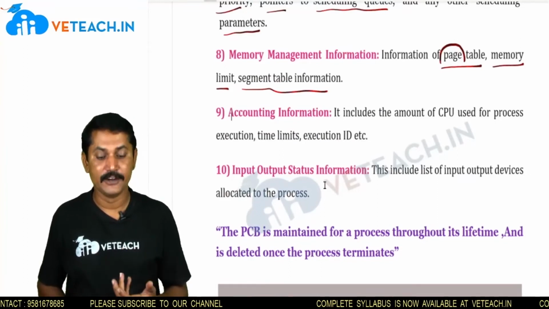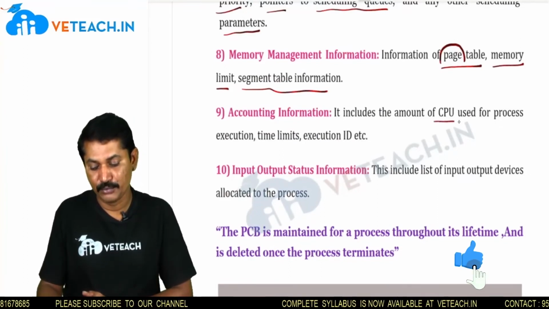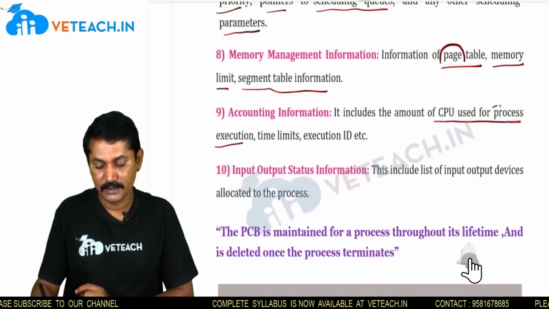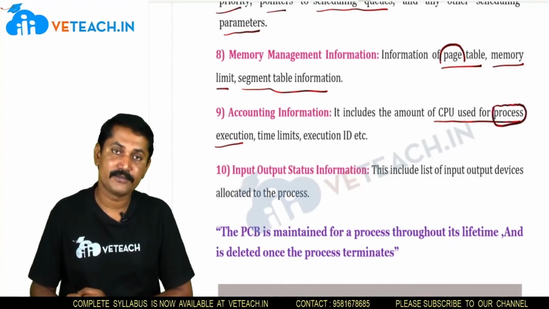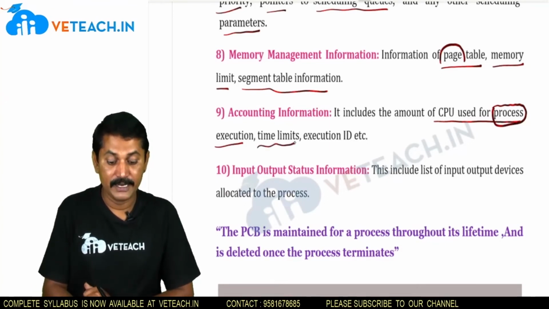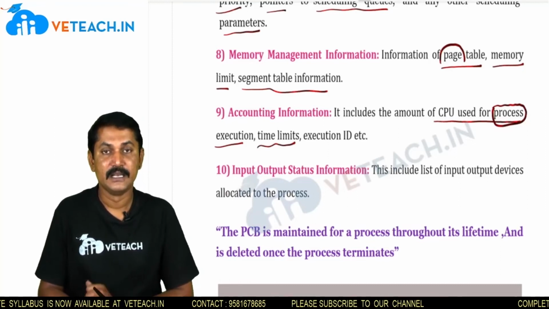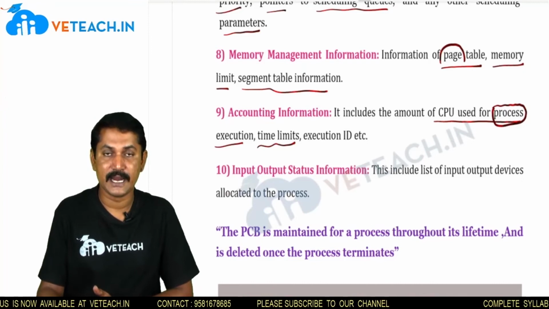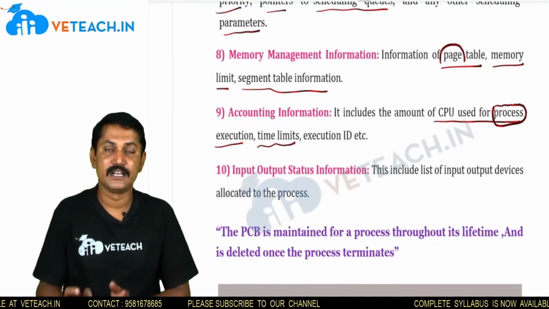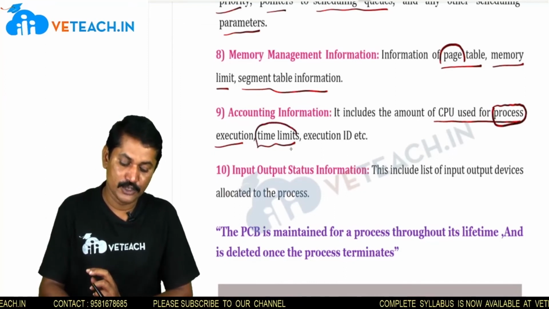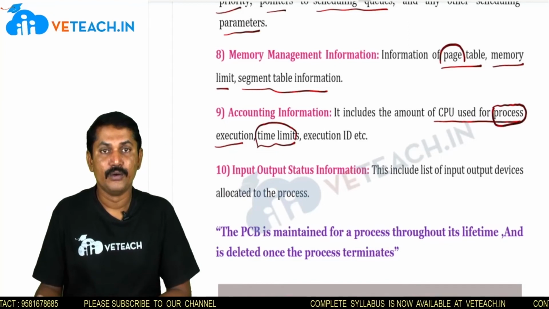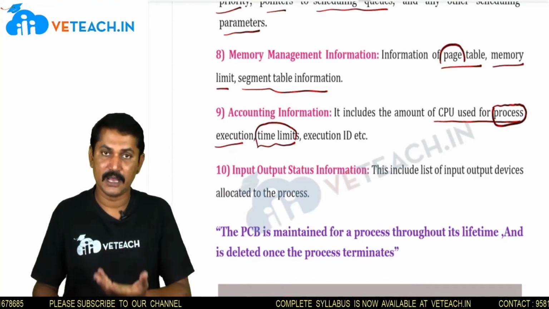Next one is accounting information. It includes the amount of CPU used for process execution. That means for a particular process, what amount of time at the CPU for execution is required or used, and the time limits as per the scheduling criteria. Suppose there are different scheduling criteria applied onto a number of processes. There is a time limit when coming to different scheduling algorithms. The time limits also need to be maintained. So, if time limits are not maintained, then the process needs to be in the waiting state for a huge amount of time.